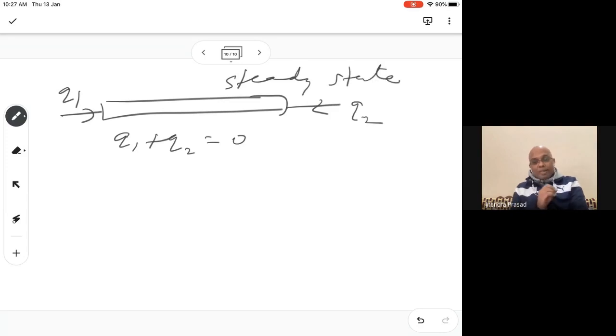Remember, in this course, we are looking at the steady state solutions only. Heat transfer could be transient also, meaning that with time it will change. But this kind of problem we are not looking at, right? We are looking at the steady state problems only.